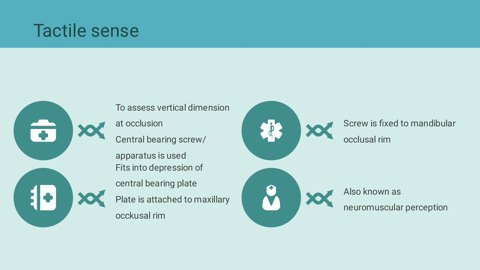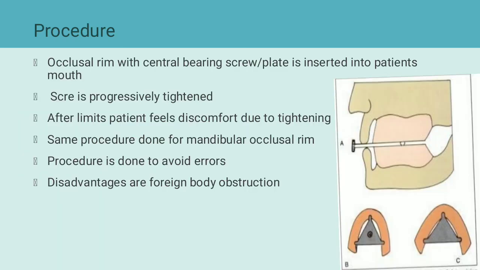The next one is tactile sense. It is also used to assess the vertical dimension at occlusion. Here only two points are involved: the central bearing screw and the central bearing plate. The central bearing screw or apparatus is fitted into the depression of the central bearing plate. The plate is mainly attached to the maxillary occlusal rim. Then the screw is fixed into the mandibular rim. It is also referred to as neuromuscular perception.